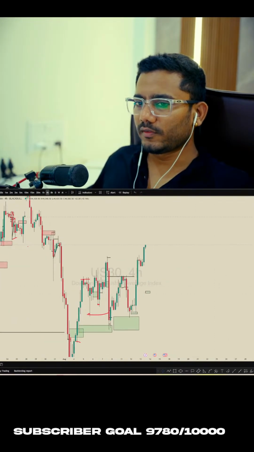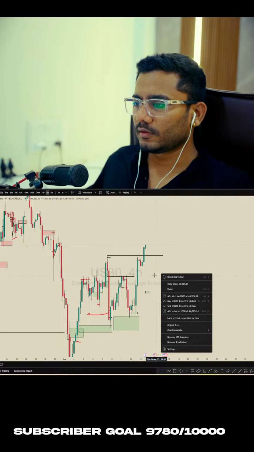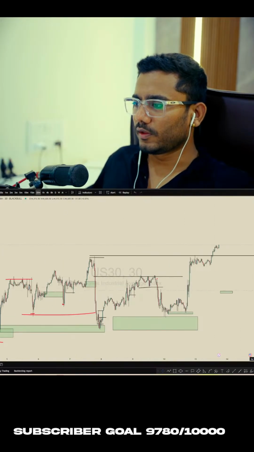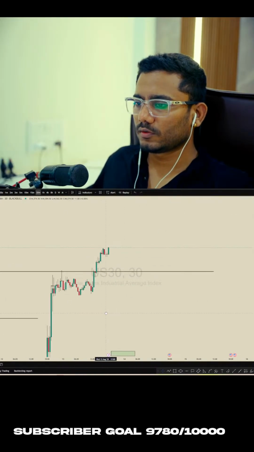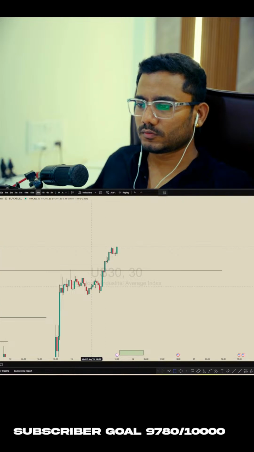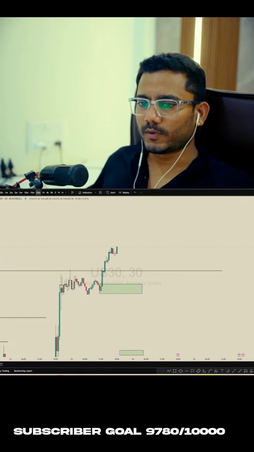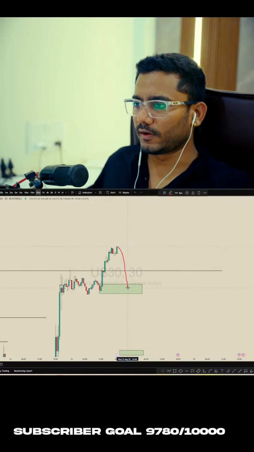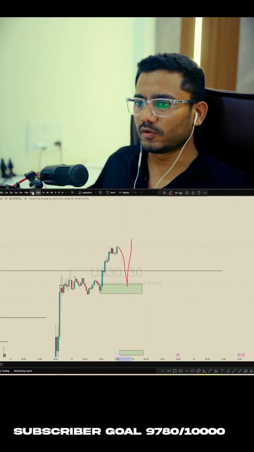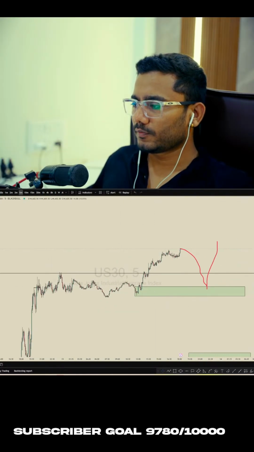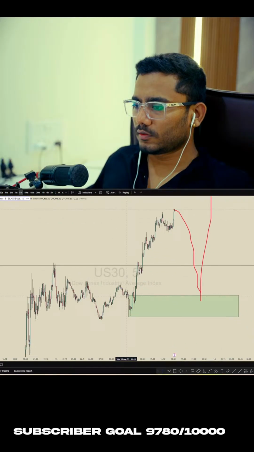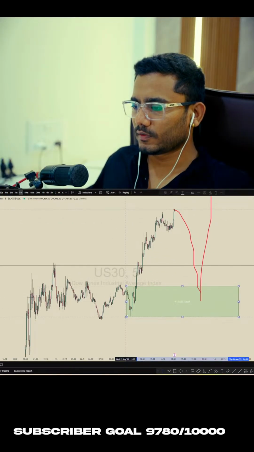On US30, price has created a new high here. So we have this 30-minute order block. So we can expect price to tap this order block and then give us an entry. Next high will be the target, stop loss below this low. So this is the whole move which took out the liquidity.